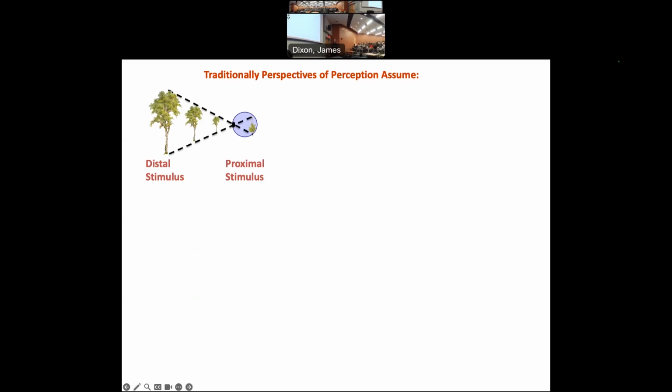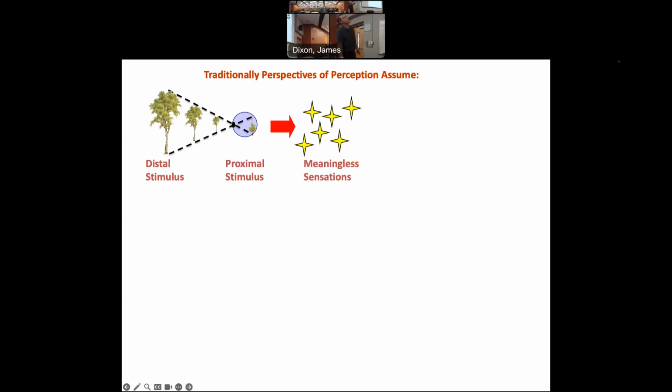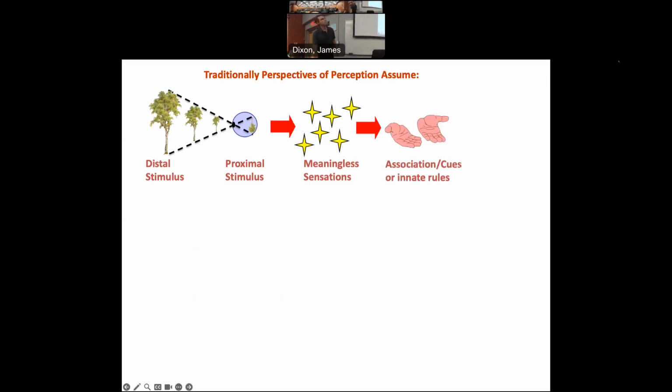Other questions? Okay. So we have been talking about perception from this very traditional, what is sometimes called Helmholtzian perspective. There's a distal stimulus, there's a proximal stimulus. That gives rise to a set of sensations. So because you have energy impinging on your sense organs, you get sensations. The sensations aren't meaningful yet. They're just a bunch of neuronal firings at this point. There's no inherent meaning in them, which seems like a sensible thing.